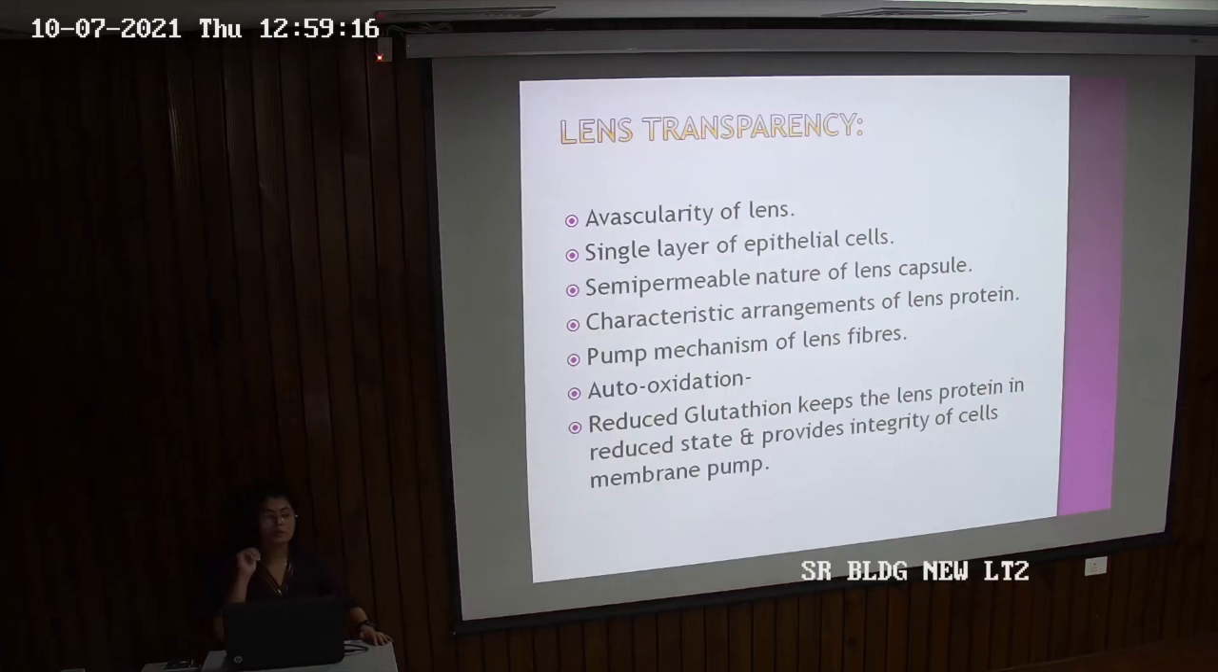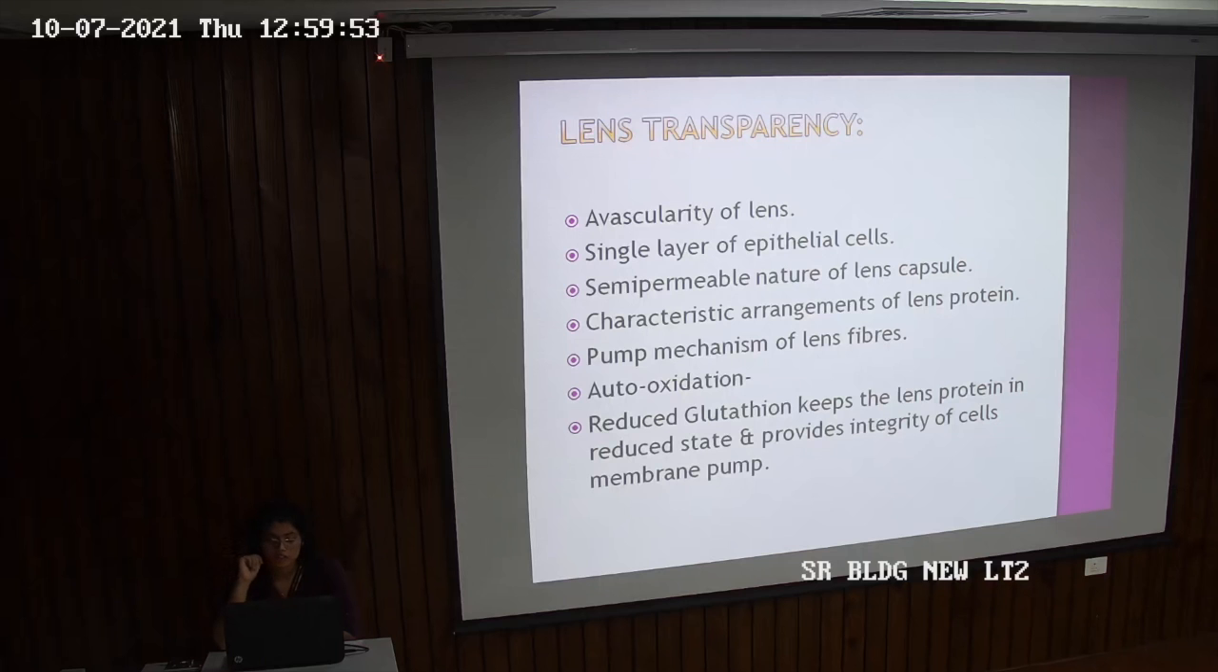Here I am talking about the pump mechanism of the lens fiber, that is the sodium potassium pump. And in the anatomy of the lens, it is also important to know its biochemistry and physiology, because they help us understand that there are lots of pumps and lots of processes: glycolysis, glycogenesis, HMP shunt, and the sorbitol pathway, which all aid in that. Auto-oxidation, when I talk about it, is also important. Now the most important thing here is glutathione, which is, I would say, a free radical scavenger.